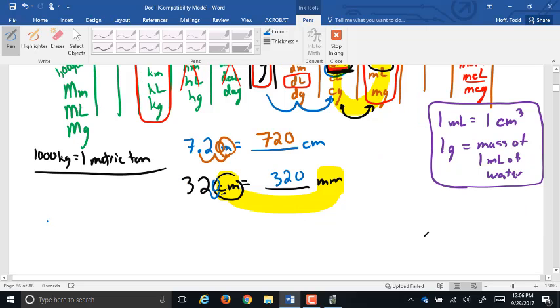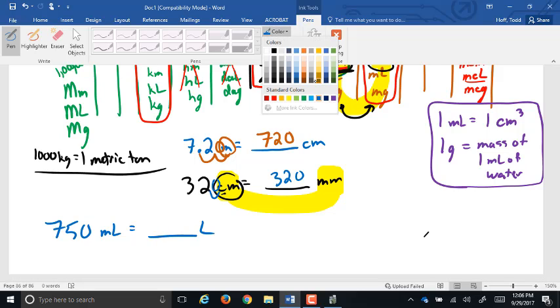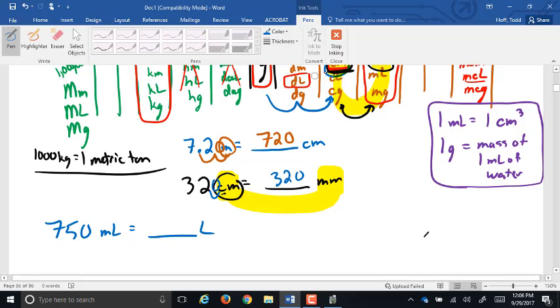Or if we have 750 milliliters, and I want to know how many liters that is. From milliliters back to liters is 1, 2, 3 spots to the left. My decimal goes 1, 2, 3 spots to the left. 0.750. It isn't terrible, really.